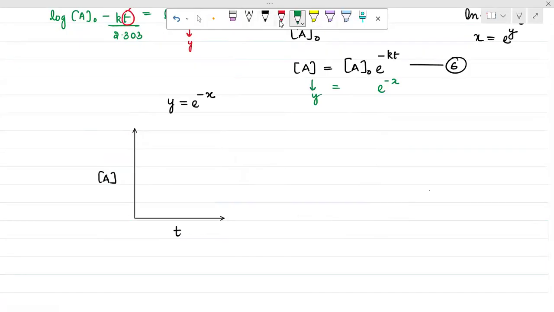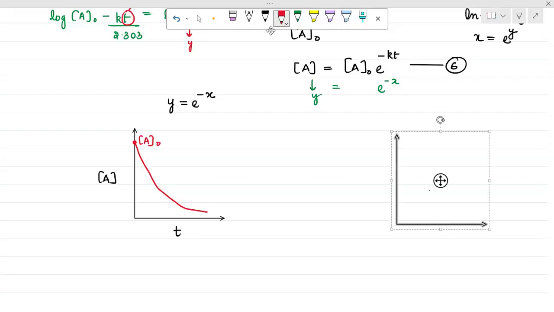Any graph of this type shows a negative exponential decay like this, and it never touches the x-axis. Note, you can write a note over here, it never touches. So this is going to be the initial concentration A naught, and it will decay exponentially. It will touch the y-axis, it won't touch the x-axis. So this is how the graph for equation number 6 looks like.